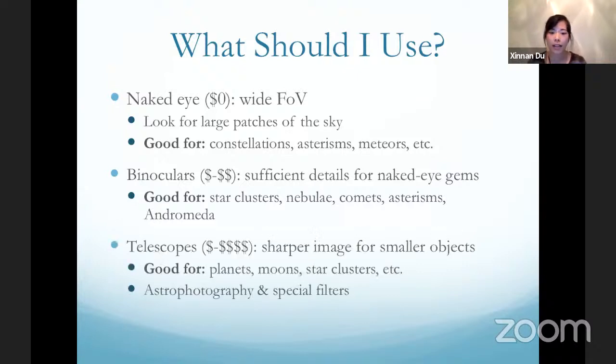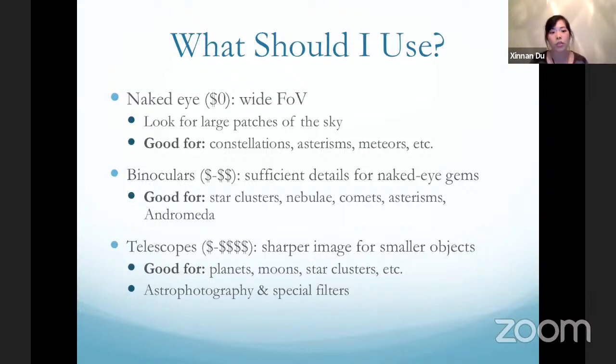And finally, for telescopes, it is good for getting very sharp, well-defined images of very small objects. So you don't want to use telescopes to see a very extended, big object, say like the Big Dipper, because you would not be able to capture everything in your field of view. So they would be good to look at planets, the planets' moons, the star clusters, etc.